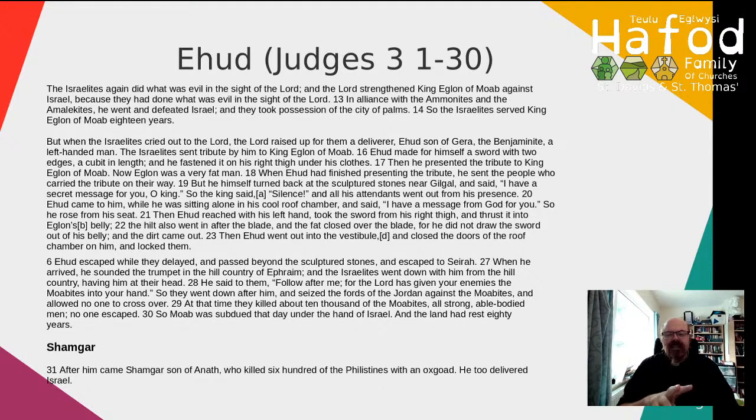And I love this little story. It's not really relevant to what we're talking about today. But Shamgar, this is all we know about Shamgar. After him came Shamgar, son of Anath, who killed 600 of the Philistines with an ox goad.